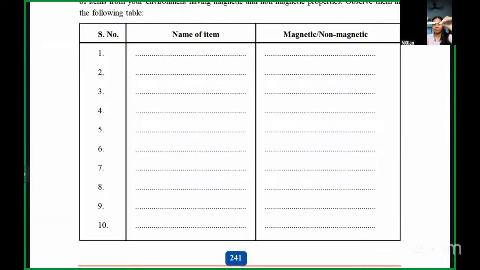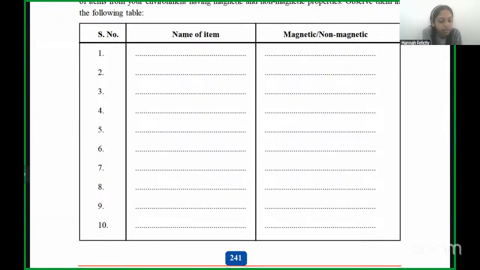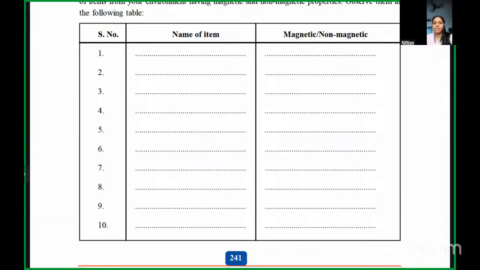Yes, Hannah. Ma'am, so we should find things that are magnetic or things that are attracted to magnets? Yes, you can do that. You can find a magnet and find out what are the things that the magnet is attracting.